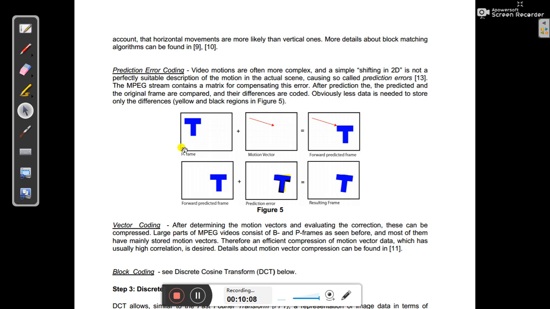Here you can see the I-frame, the intra frame, is this one, but our actual frame needs to be this one, and after prediction we get this one. So having the prediction error, we can get this one. Rather than having all the frames in high image resolution, we can have only this one, directly predict the next, and with the information of prediction error, we can create the actual frame.